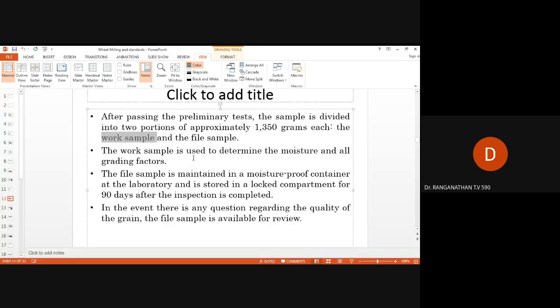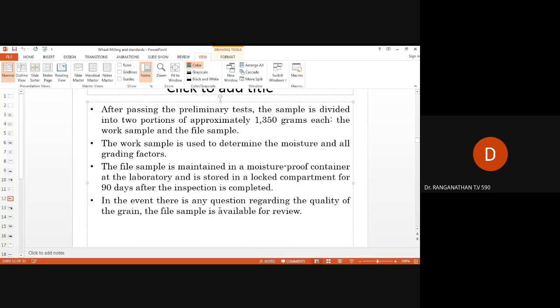Okay, so work sample is used, as I already told you, and file sample is maintained for a period of 90 days after the inspection is completed. So this is what I told.